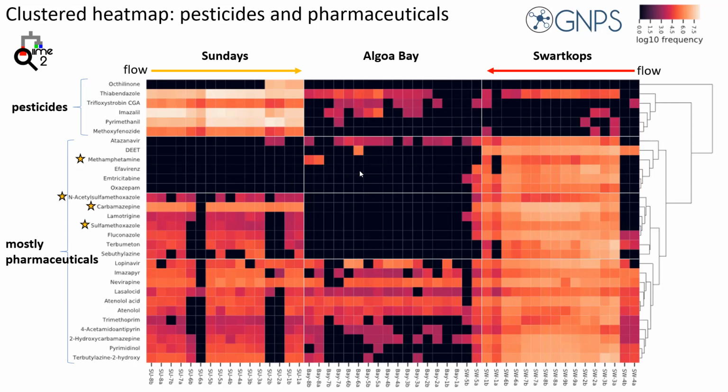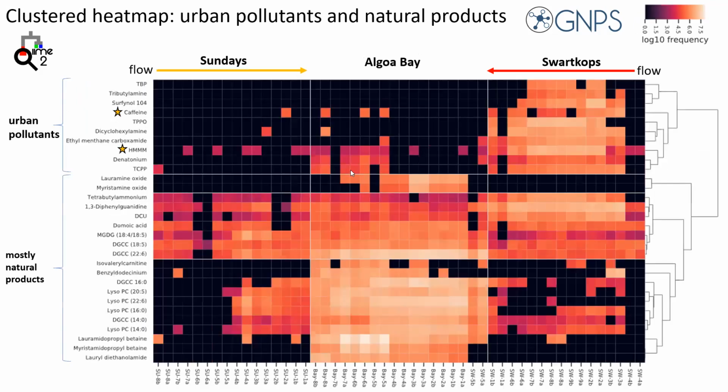All right. And then, yeah, here, this is the other 30 features, basically, that we were able to annotate, which comprise urban pollutants. They were also mainly present in Swartkops River. And then a second block of mostly natural products, and this is mainly beta-ene lipids, phosphocholine, and domoic acid, and a couple of other compounds that you can expect to see in marine water. So this is basically the part of the features that we're able to annotate using GNPS.